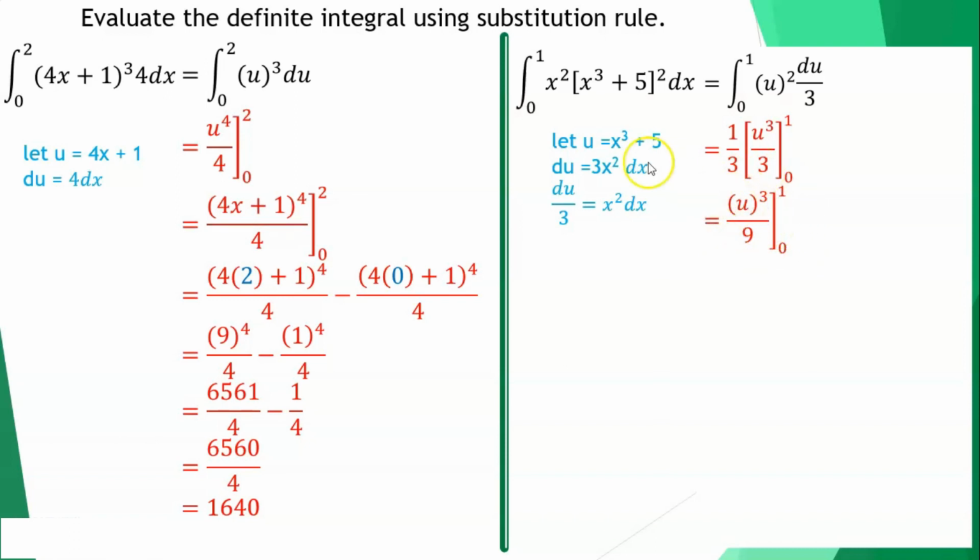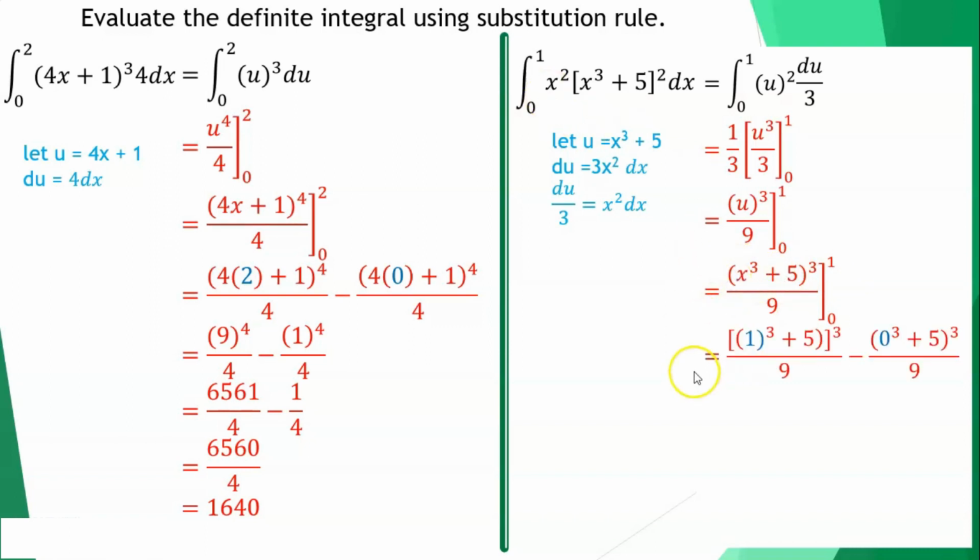So at this point, we will replace u with the original given as x cubed plus 5, then cube over 9 evaluated from 0 until 1. So at this point, replace x with the upper and the lower limit. So for the upper limit, that's 1. For the lower limit, it's 0. So with this would become 6 cubed over 9 minus 5 cubed over 9. So simplifying further, this is 216 over 9 minus 125 over 9, or that is basically 91 over 9.